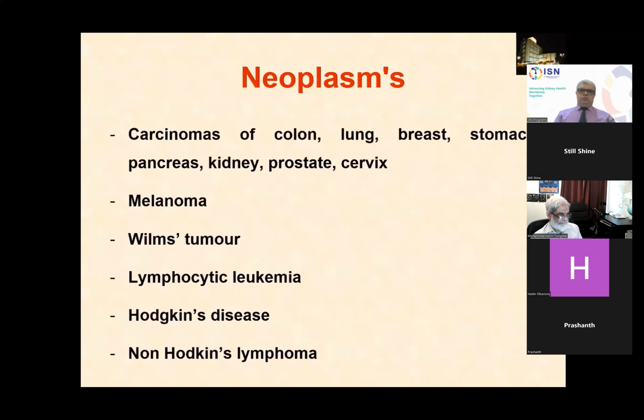Also, it's a very common association of membranous glomerulopathy with neoplasms. Malignancy is a common association for membranous, like visceral organ carcinomas such as colon, lung, breast, stomach, pancreas. Any carcinoma is a very common association. Also others, like melanoma, Wilms tumor, lymphocytic leukemia, Hodgkin disease, and non-Hodgkin lymphoma as well.